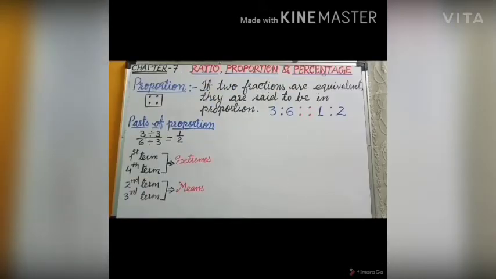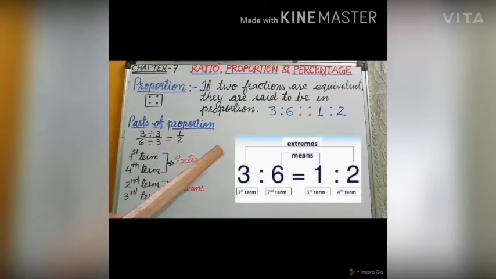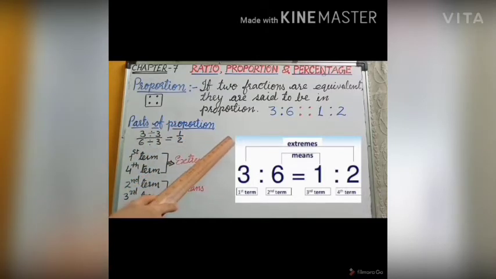So students, after learning ratios and equivalent ratios, let's learn about proportion. Here you can see in this picture, two ratios are there, 3 is to 6 and 1 is to 2. These two ratios are equal because the equal sign is there. So 3 is to 6 and 1 is to 2 are equivalent fractions. How are they equivalent? Because after solving 3 by 6, we are getting 1 by 2. That means both the ratios are equivalent.